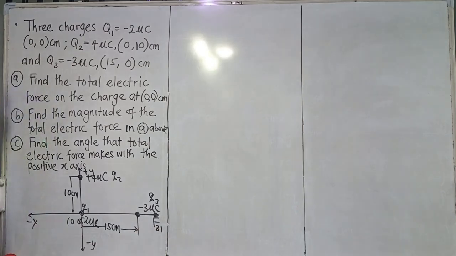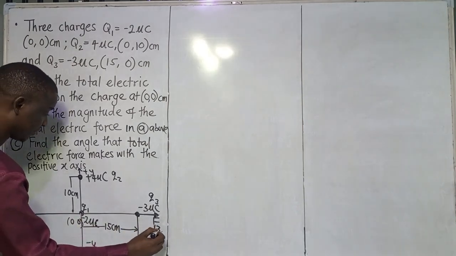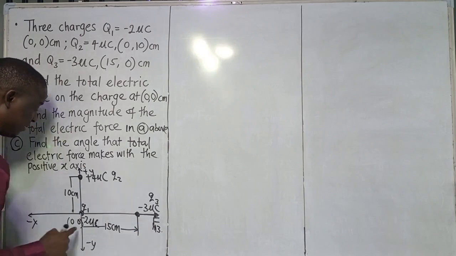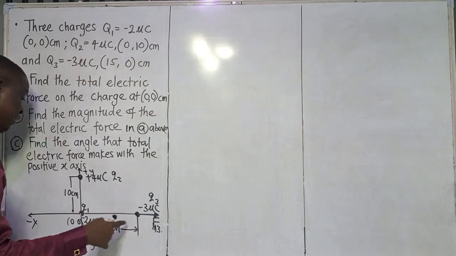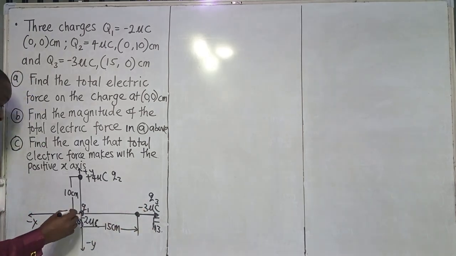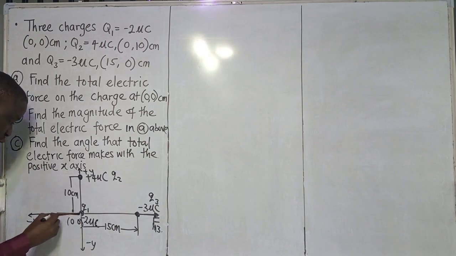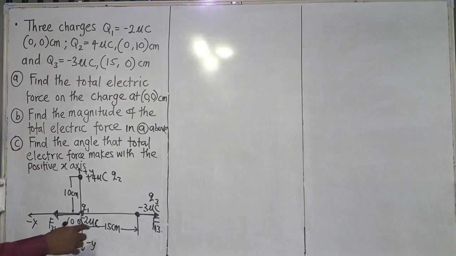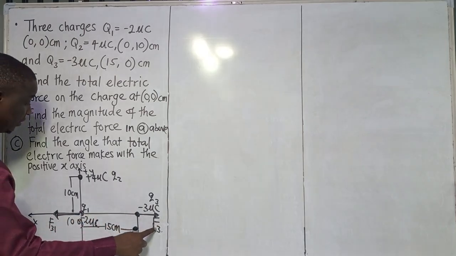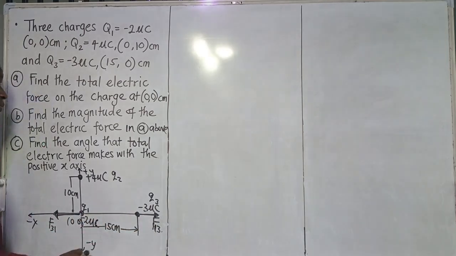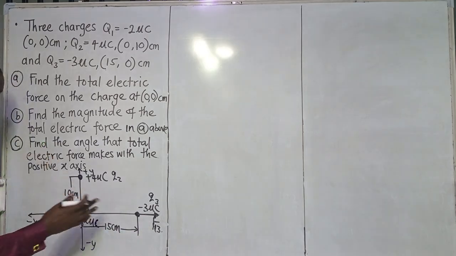F of 3-1, or let's say 1-3, that means 1 on 3. The force of this one on this is this one, while the force of this one on this will be like this, because like charges repel. So this is F of 3 on 1, charge Q3 on 1. This is charge Q1 on Q3, that is 1-3. So they are equal if you look at it very well. This one is equal to this one, both in opposite directions.